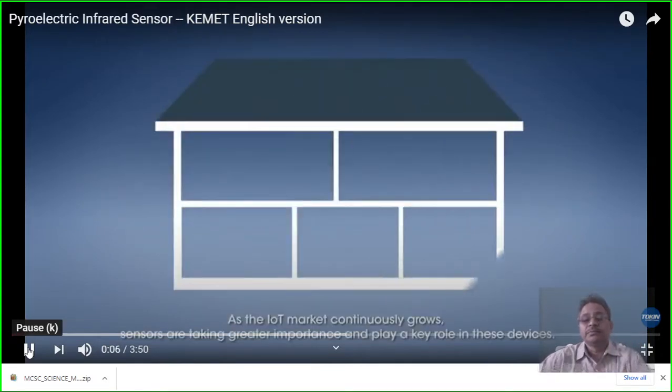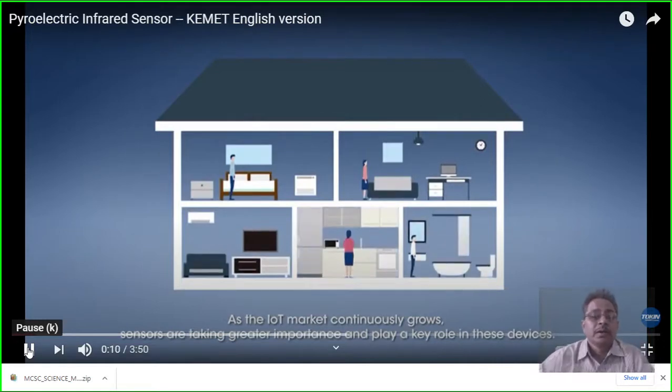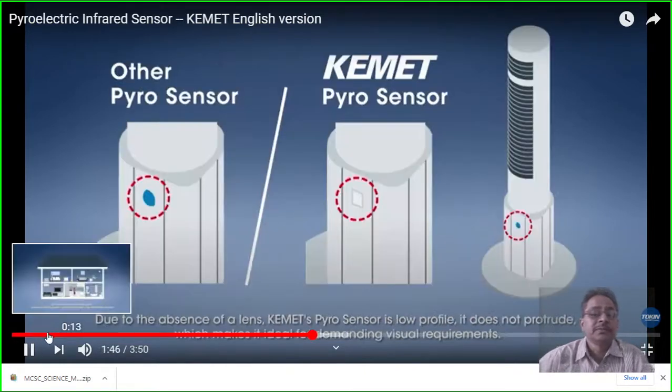Pyroelectric infrared sensor. As the IoT market continuously grows, sensors are taking greater importance and play a key role.